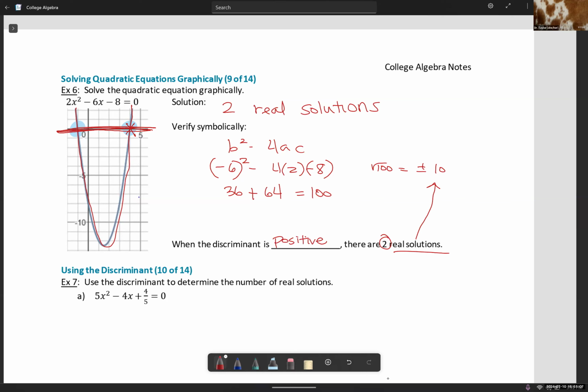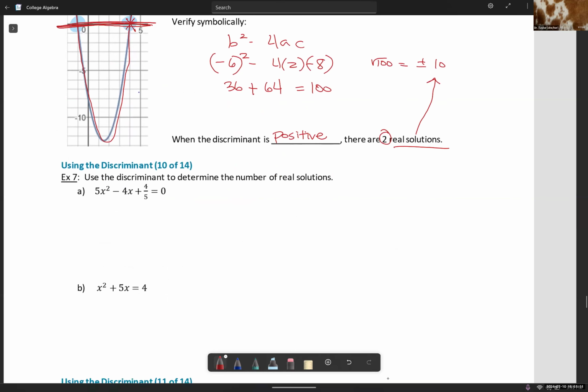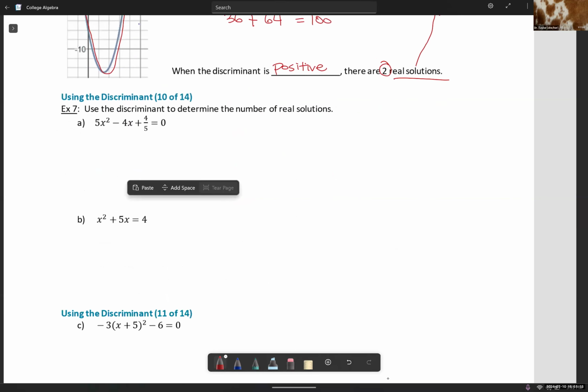So the discriminant is just a way to show how many real solutions there are. Put a star by number 7 because there will be an example like this on your test. The question is, how many real solutions? You're going to have to say, what is the discriminant? I'll show you real quick again how to use it.